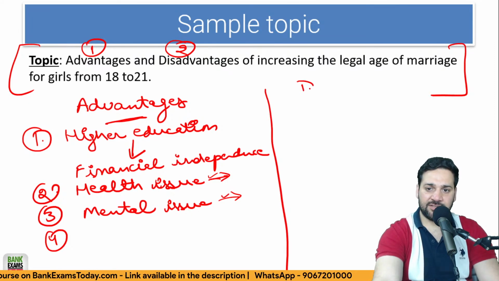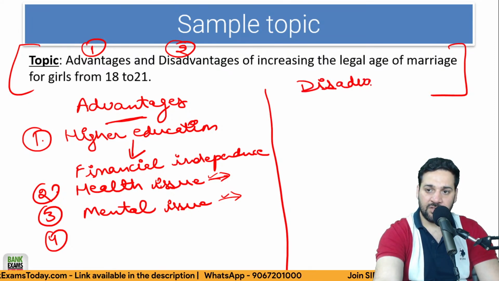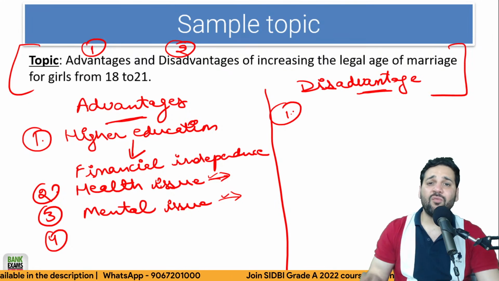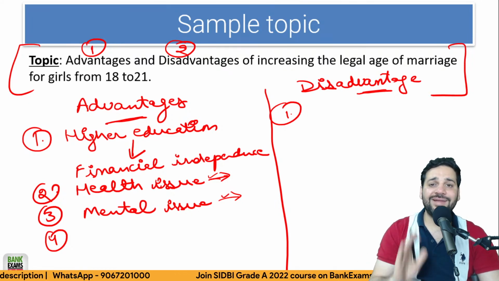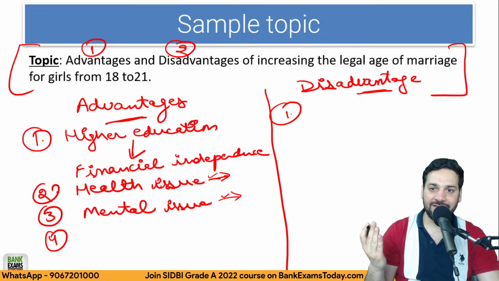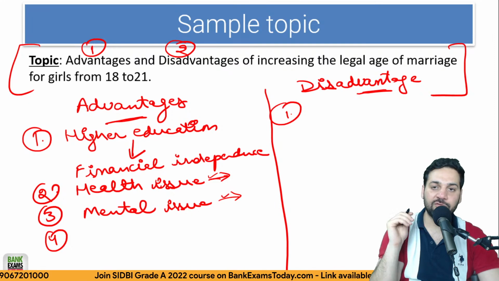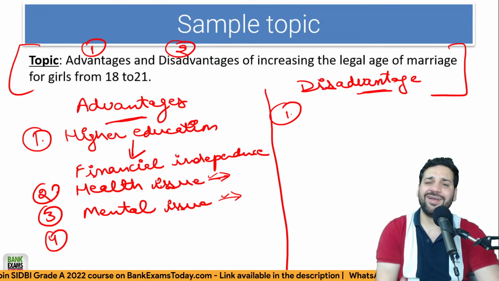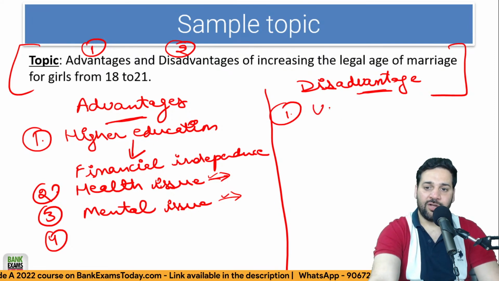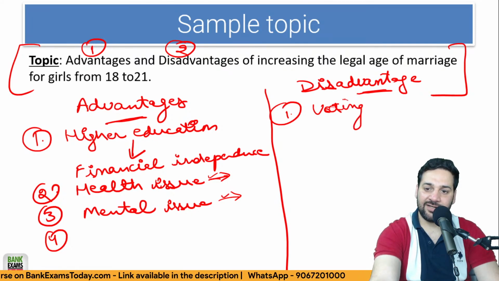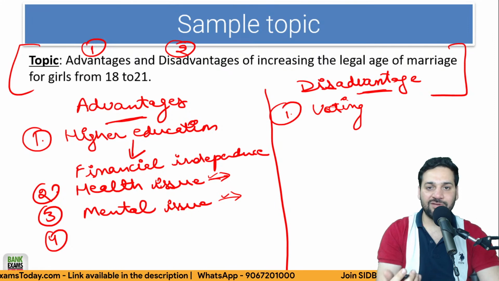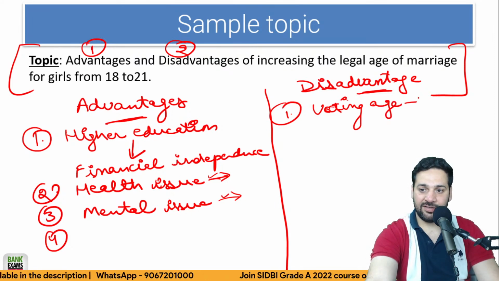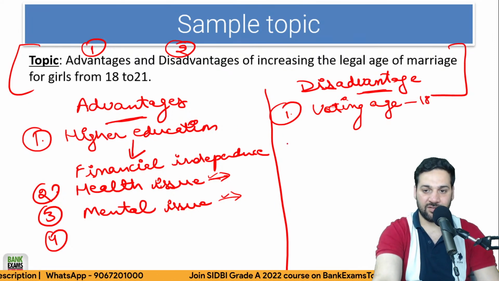Similarly, what are the disadvantages? So first one, what is the voting age? At the age of 18, I can select my PM. I can select my MP, who is eventually going to select the PM. I can vote for my MLA. Why can't I select my life partner? So the voting age is 18. Why is the age to select my MLA 18, but the age to select my life partner 21? Why is the marriage age not 18?